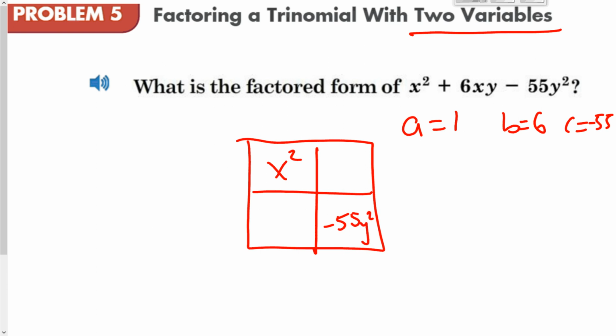Then we can ask ourselves, what times what is x squared? That's an x and an x. And then down here we want to ask ourselves, okay, don't worry about the 55, but what times what is y squared? That's a y and a y. So then if I start multiplying this box, I can see that I get x times y.